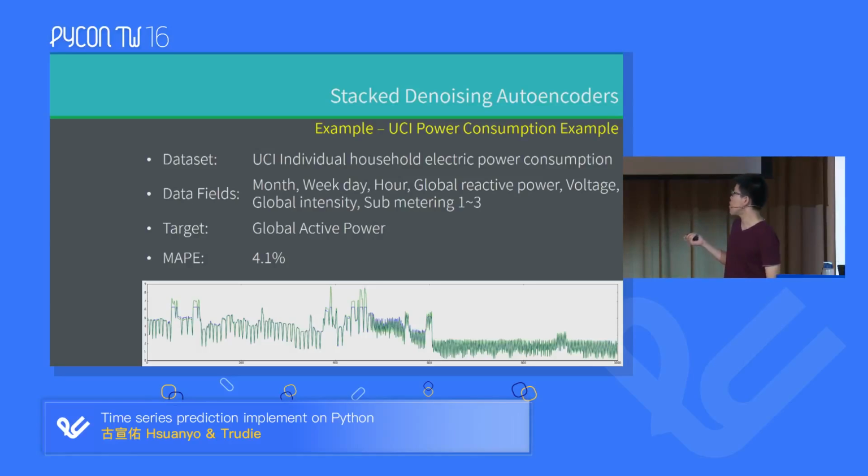And the red one is the original one, and the blue line is the predicted one. And we will put our PowerPoint to the hackpad later, so you can see more clearly.